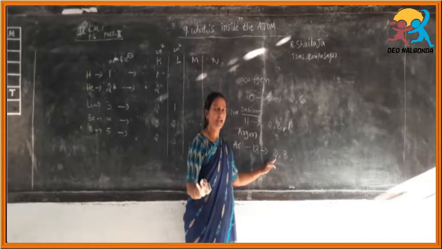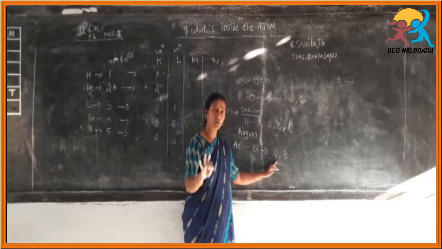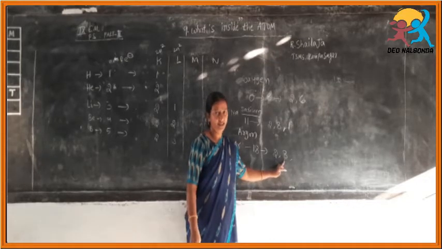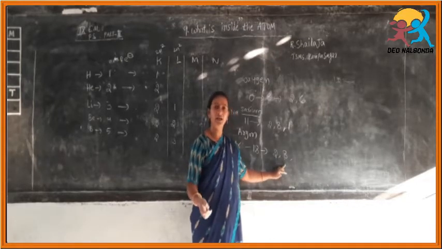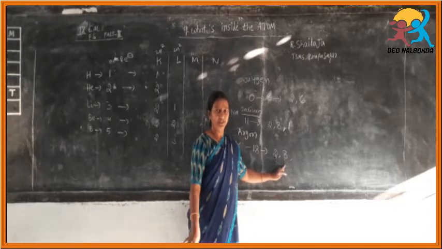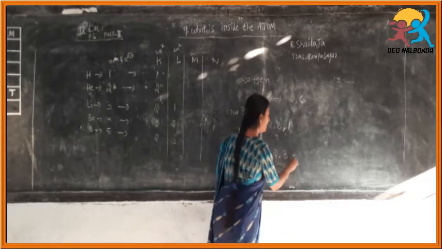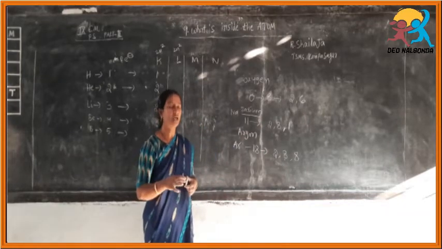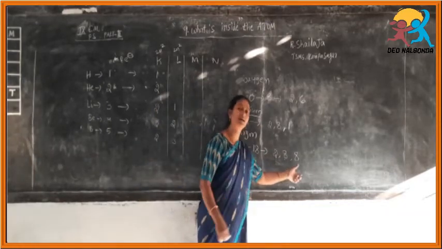No extra electron is added into the first shell and second shell. Why? Because the maximum number of electrons in the first shell is 2 and in the second shell is 8. So the first 2 shells are completed. How many are over? 10 are used, so the remaining 8 electrons enter the third shell. So that is 2, 8, 8.